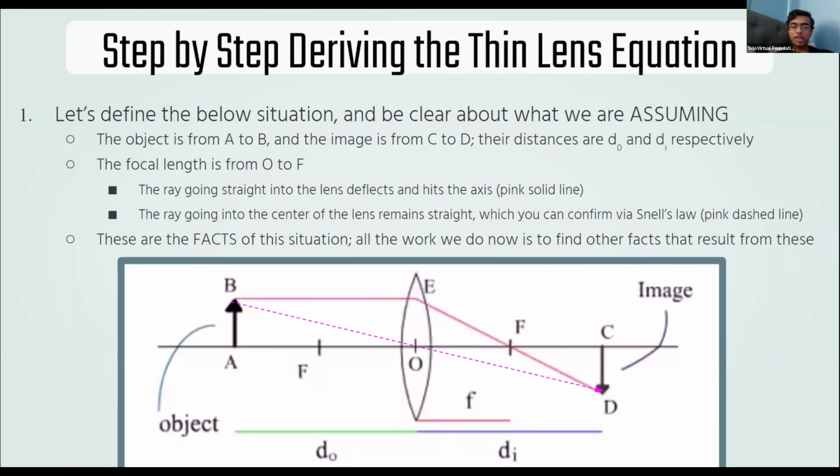So we're going to say the distance of the object from our lens is DO. The distance of the image from our lens is DI. The focal length of the lens is F. And the rest of these points are as defined. These are our assumptions of the problem, and we're going to accept all these things as facts. We're trying to make new facts based on these facts. What can we extrapolate from here? Next slide, please.